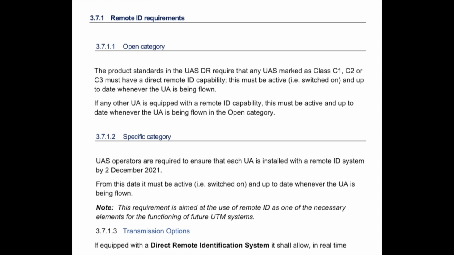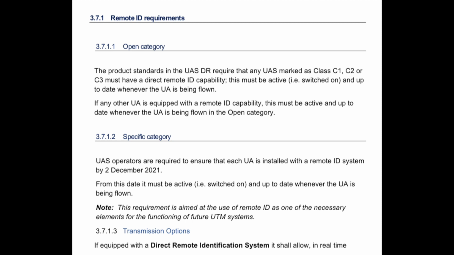So, we're going to look at remote ID. What is it and what does it have to do? And we're going to debunk a few myths about it as well. So, remote ID requirements, and this is in CAP 722. It's also in all the UAS deregulation stuff. But basically, it has to do a few things.